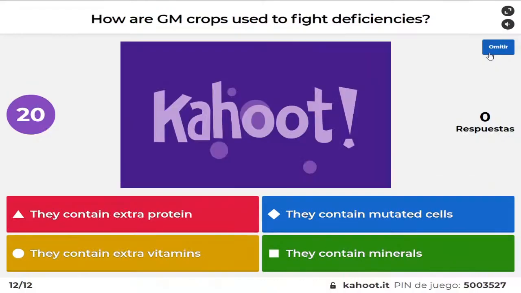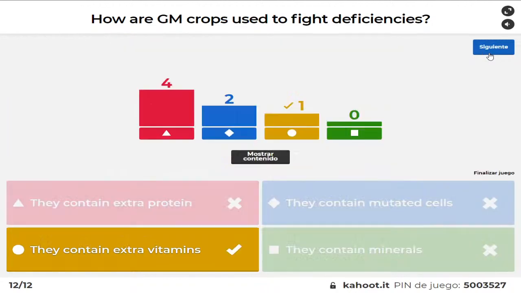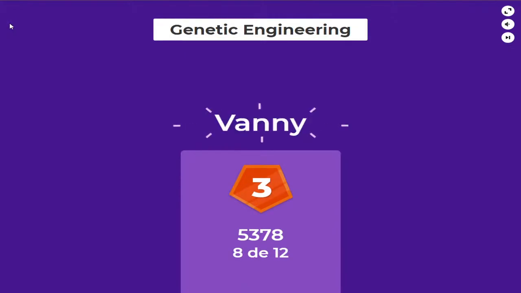Last one. How are GM crops used to fight deficiencies? They contain extra protein, they contain mutated cells, they contain minerals, or they contain extra vitamins. This one, remember the golden rice. Remember that I told you about the vitamin A deficiency that they can have in Philippines and they can have in Africa. They contain the extra vitamins in the golden rice. That's an example. And we have the genetic engineering.